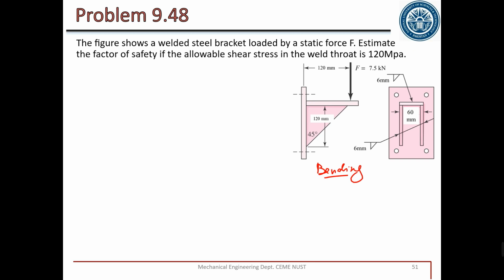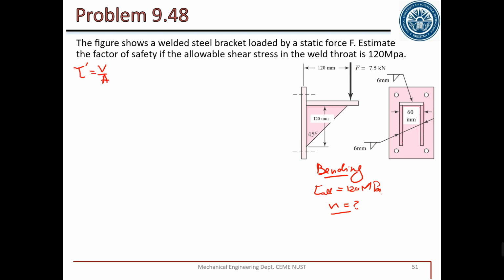Estimate the factor of safety if the allowable shear stress in the weld throat is given. So we have the value of tau allowable, 120 MPa, and we need to calculate the factor of safety. The magnitude of F is also known. So this is a case of bending, starting with primary shear. The magnitude of primary shear, tau prime, is equal to V by A. And what is V? V is 7.5 kilonewton.